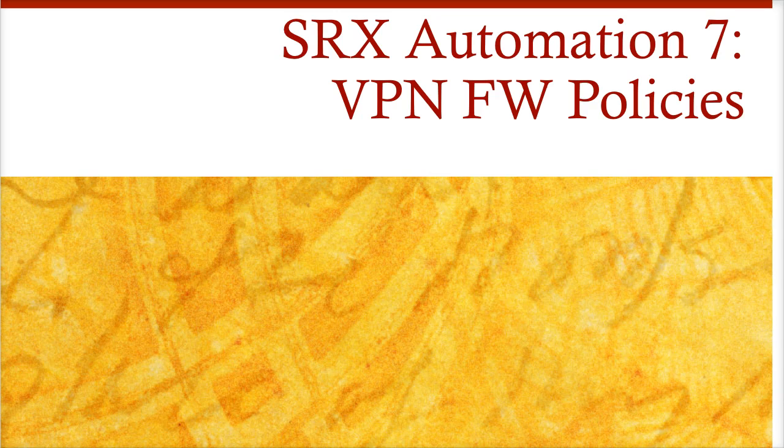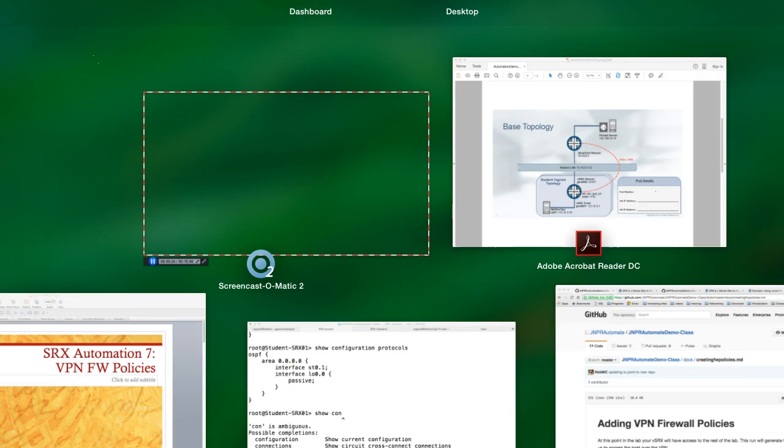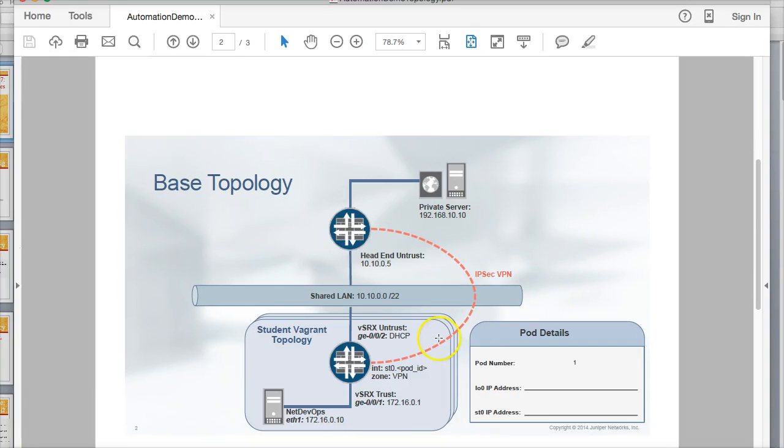So let's go back to our topology, right? If you recall, we set up the VPN tunnel a couple labs ago, and in the last lab, we defined the routing information on the SRX. So the last piece for the default machine to ping our private server is to build the security policy on the SRX.